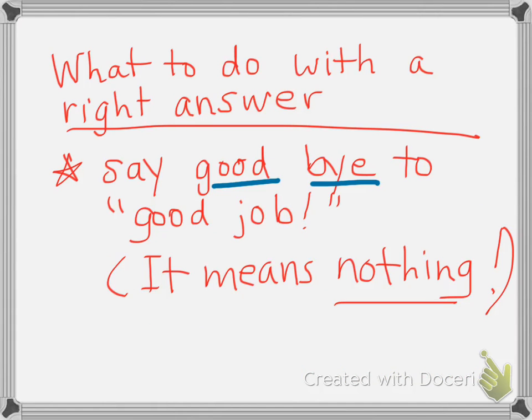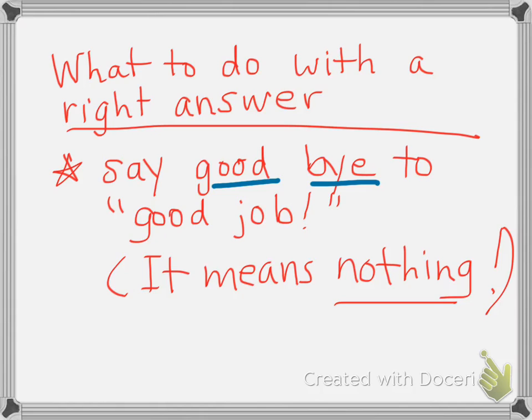Okay, the next theme I wanted to address was what to do with the right answer. And I heard a lot of good jobs, and I think we all say it, but what I'd like you to do this semester is say goodbye to good job, because in the end, good job means nothing. It's not specific enough. It doesn't tell kids what they're doing right. It just tells you that they did a good job. And what exactly does that mean?